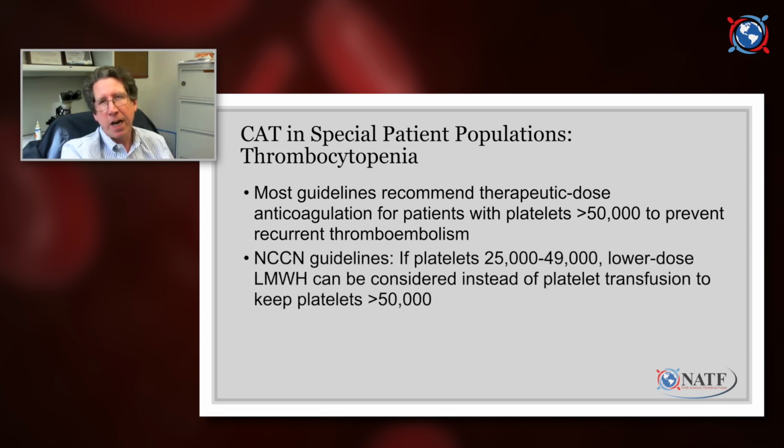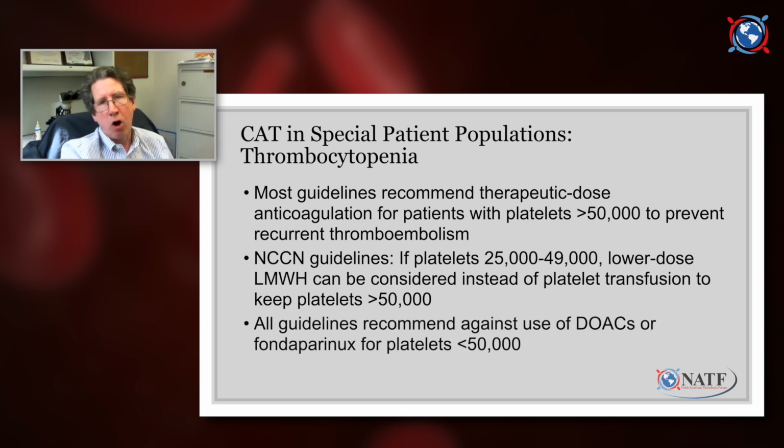The NCCN guideline recommends that in patients with platelet counts between 25,000 and 49,000, one could consider using lower dose, low molecular weight heparin regimens instead of using platelet transfusions to keep platelet counts above 50,000. All the guidelines recommend against use of direct oral anticoagulants or fondaparinux for patients who have platelet counts less than 50,000.